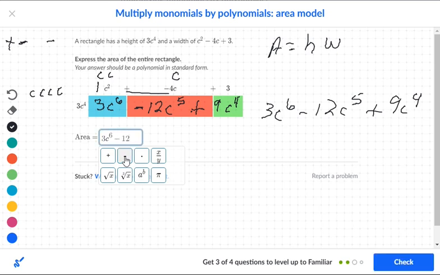Okay, let's put in the 12. The letter C. The exponent is 5. Press the space bar. Okay, then we have our plus sign. Then we have our 9. Then we have our letter C. And then we have our exponent, which is 4. So we have 3c to the 6 minus 12c to the 5th plus 9c to the 4th. So it is in standard form, so it's from the highest degree to the lowest degree.